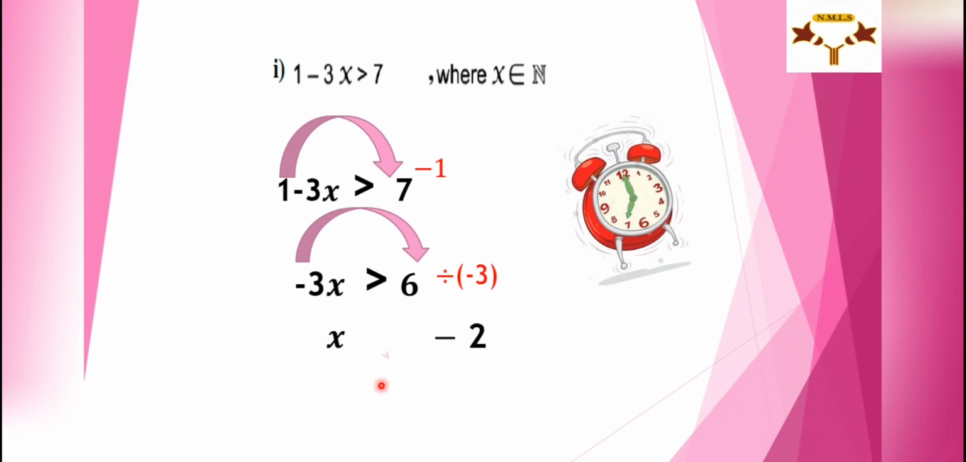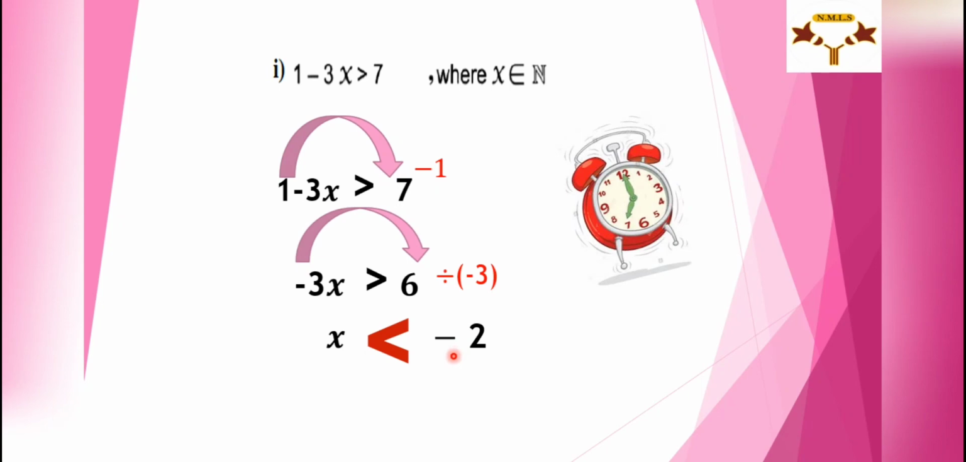So here x, and 6 divided by negative 3 is negative 2. What about the sign of the inequality? The sign will change its direction. The sign will change its direction. So now x smaller than negative 2.